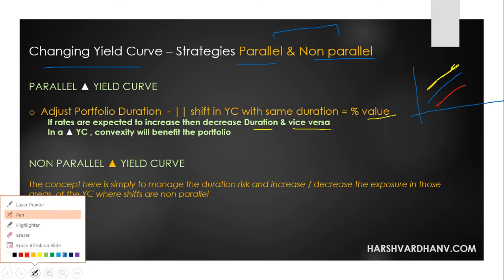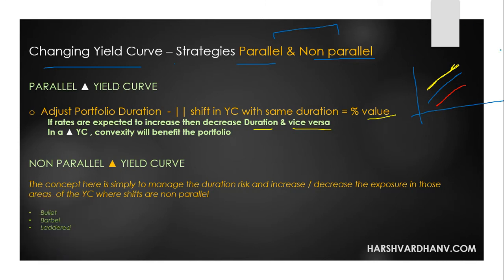Let's understand. If the rates are going to increase, what will happen to your price? Your price will fall. If the rates are expected to increase, then decrease the duration. That means sell the long-term bonds, because if the rates are going to increase, the prices will go down, and vice versa. Obviously, if the rates are going to go down, you increase the duration, right? Because now you are going to get a better price in future.